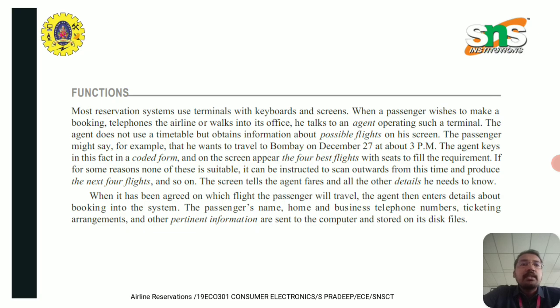If for some reason none of these is suitable, it can be instructed to scan outwards from this time and produce the next four flights, and so on. The screen tells the agent fares and all the other details he needs to know. When it has been agreed which flight the passenger will travel on, the agent enters details about the booking into the system. The passenger's name, home and business telephone numbers, ticketing arrangements, and other pertinent information are sent to the computer and stored on its disk file.